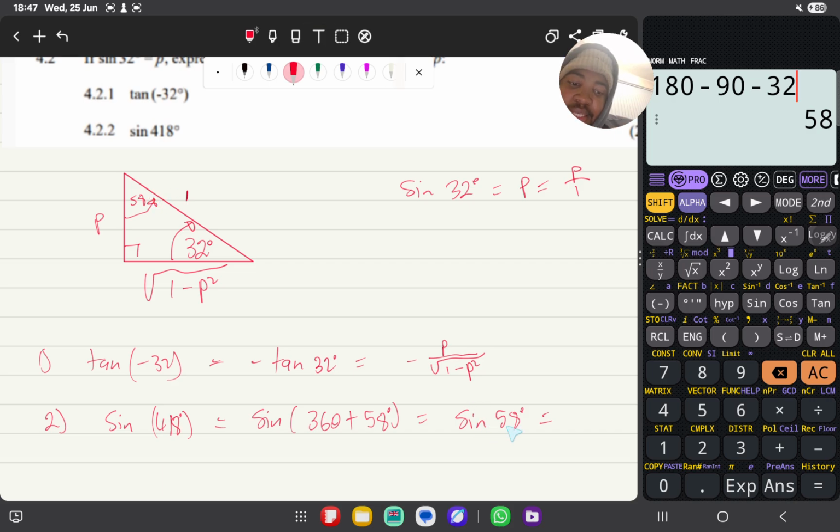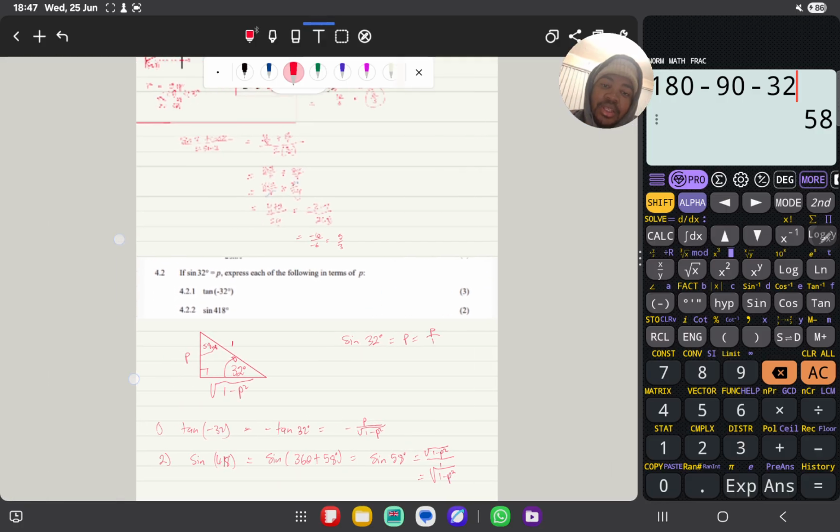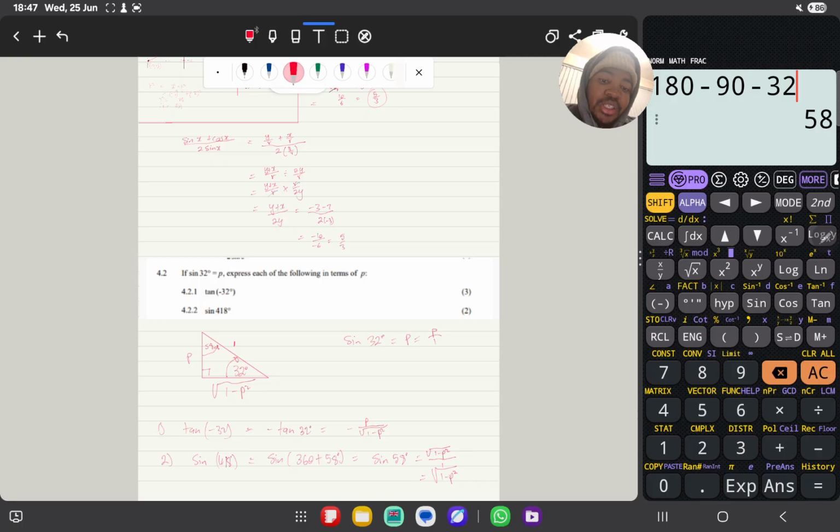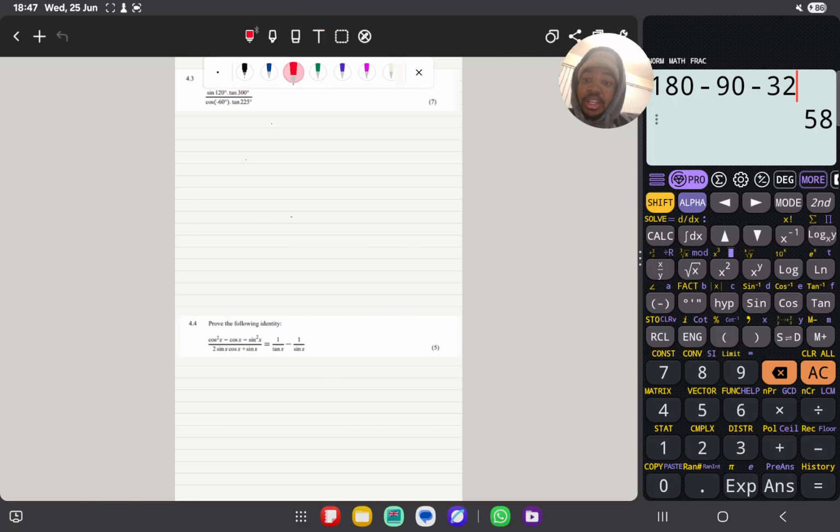So in that case, sine 58 becomes opposite, which is the square root of 1 minus p squared, all divided by 1, which is your hypotenuse. So the answer becomes the square root of 1 minus p squared, and done. You are done with this. You have your 5 marks, and you are ready to go to the next question.